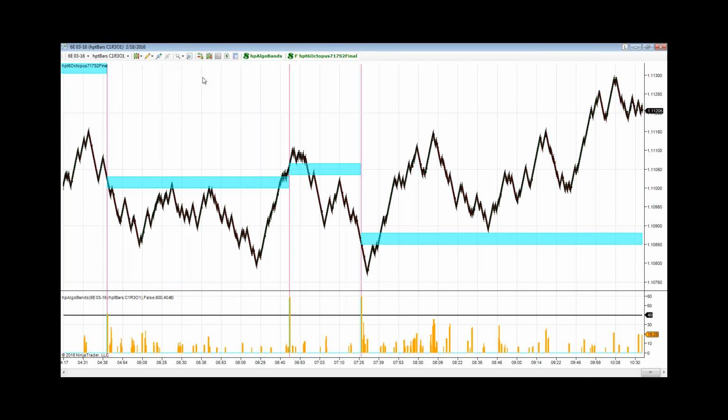No, it's not just looking at that, Stephen. That's one of the components it's going to look at, but it's looking at a lot more.